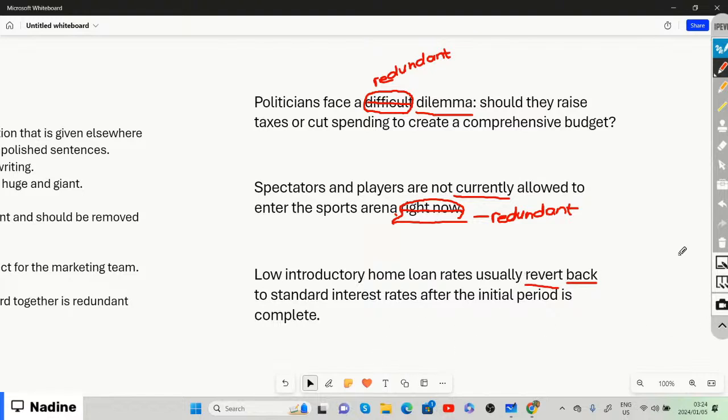So, which means that we need to remove one of those words. We can remove the word "back" because it is basically a redundant, unnecessary, repetitive word. So we need to remove this redundant word, which is "back." And if we remove that word, we can say: low introductory home loan rates usually revert to standard interest rates after the initial period is complete.